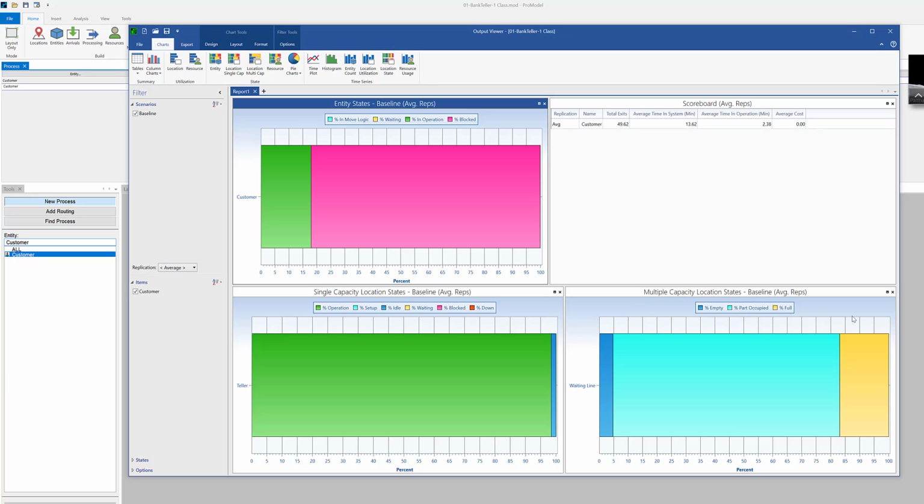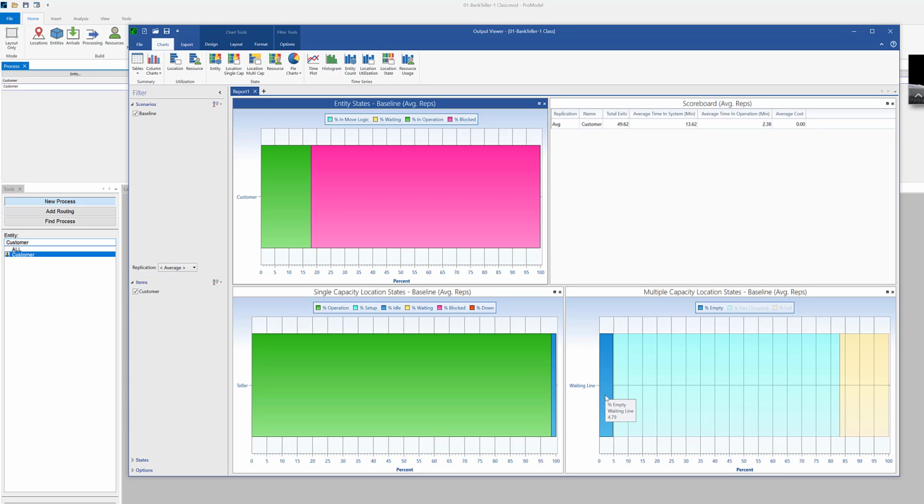Okay. And here, single capacity location, multiple capacity location. Here we had only one location, the teller, with a single capacity of one. The green is in operation, close to 98, 99%. It's 98.48%; you can see that when you hover over in operation. And then the rest of it is idle, 1.52%.